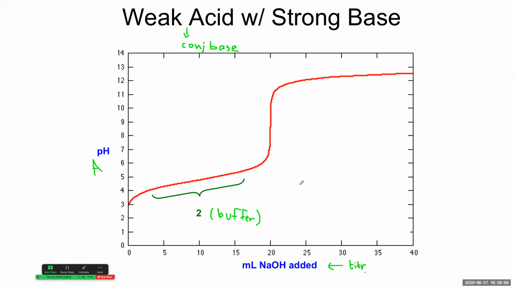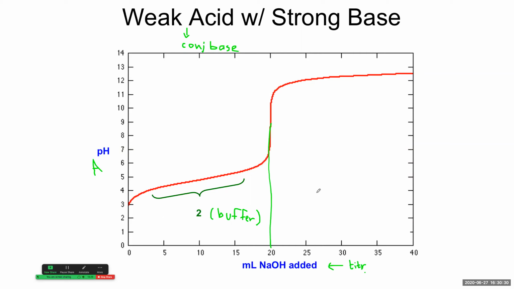And we know that there's a really steep vertical. This is the neutralization point, or the endpoint is here someplace. I'm going to draw a vertical line down here, and it's about 20 mils. The weak acid doesn't produce as many hydronium ions, but the concentration is going to be the same. It took the same amount of base to neutralize the hydronium ions produced by that weak acid.